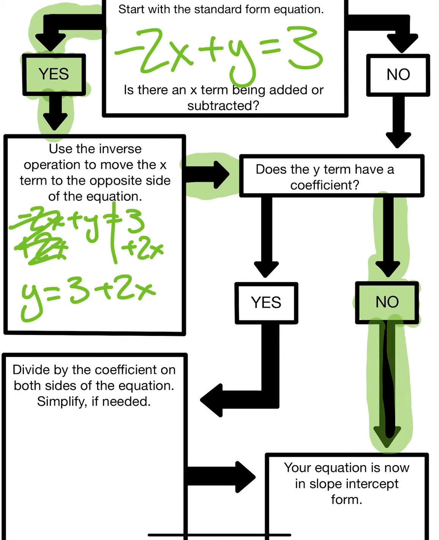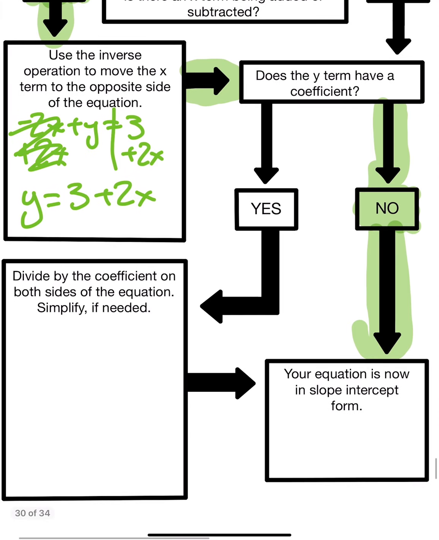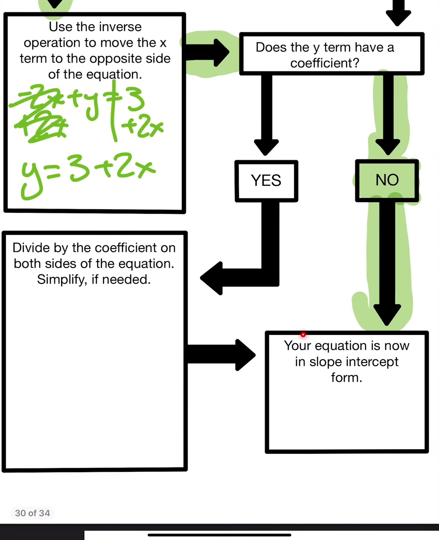It looks like we're already at the bottom box. We're already at the last step here. So we didn't have to divide at all, and that's only because our y is all by itself already. We don't need to take this last step because there's nothing to divide by. So let's just rewrite this in our slope-intercept form.